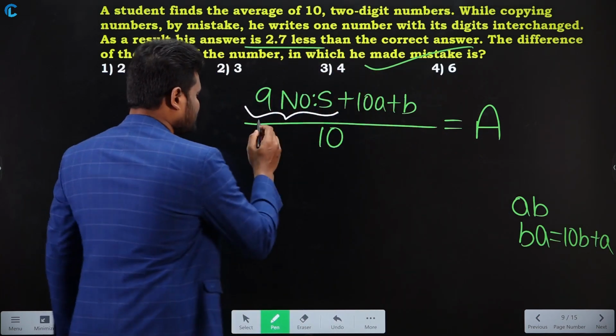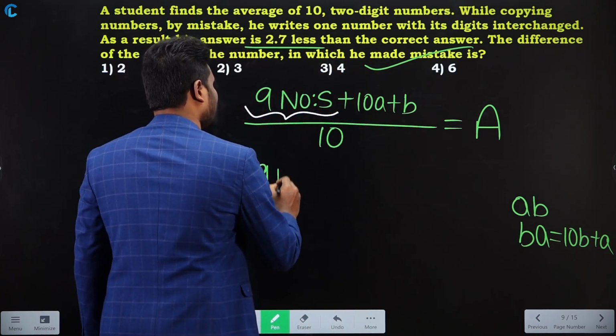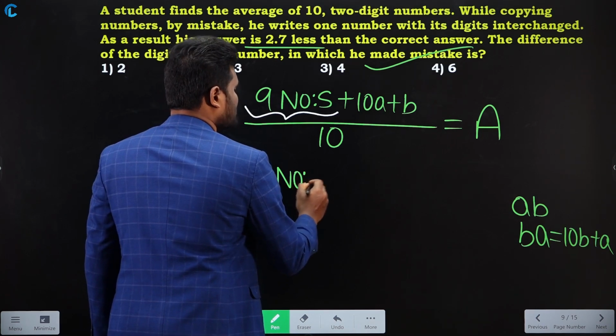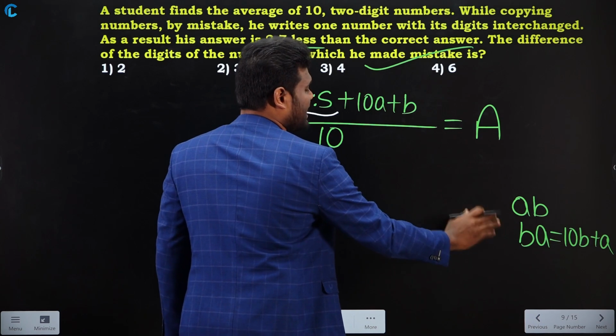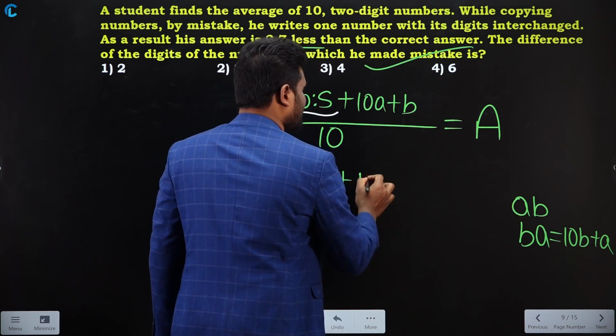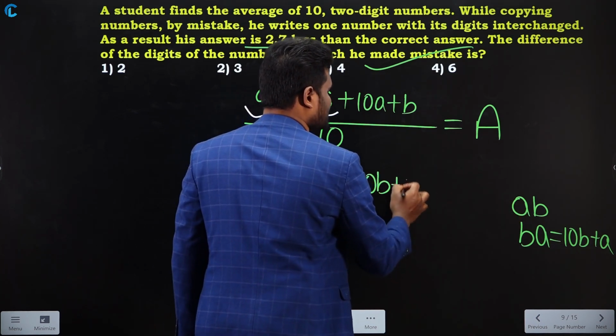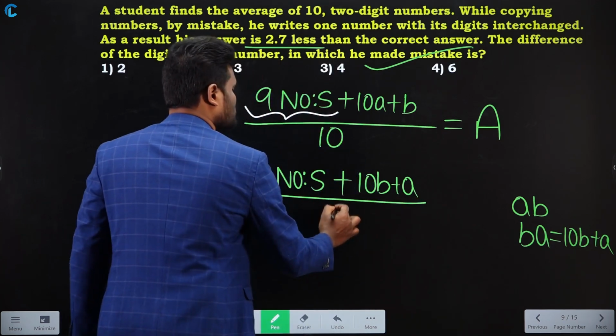If it is going to be interchanged, then what happened? These 9 numbers, there is no change. The 9 numbers will be the same as they are. But this 10th number is interchanged: AB interchanged as BA, then it is going to be 10B plus A. As it is an average, divide by 10.